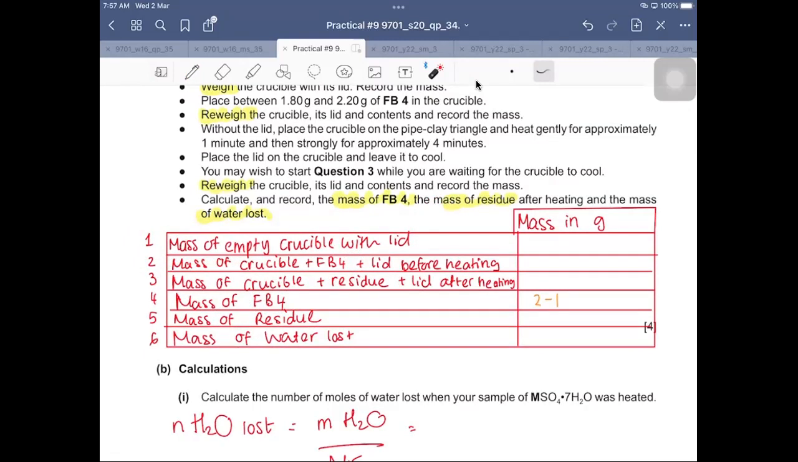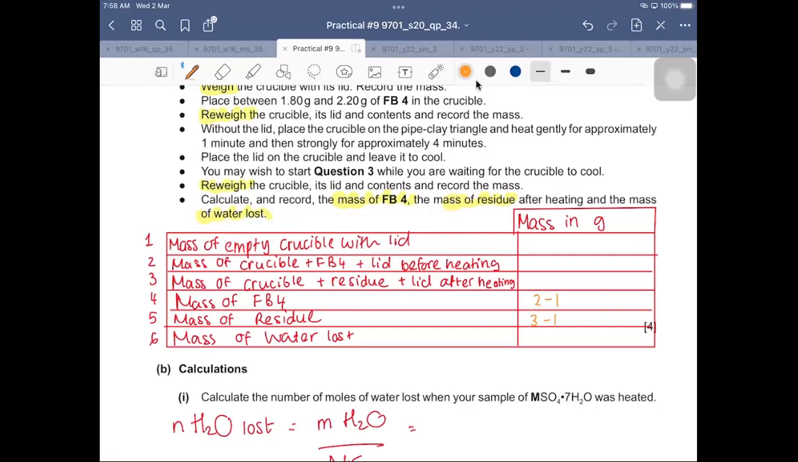Okay, so this is also a common mistake made by students. To find the mass of residue, you see here, this is the mass of your crucible plus residue minus the mass of the crucible alone. So that's 5 minus 1. If you take 3 minus 1, you should be able to work out the mass of solid after heating, which is your residue.